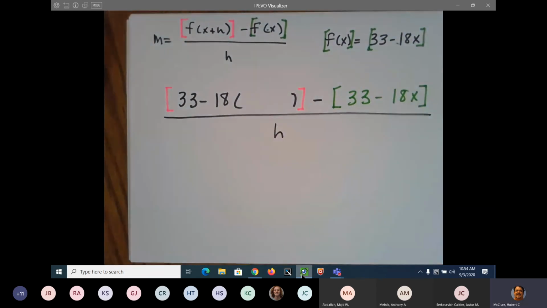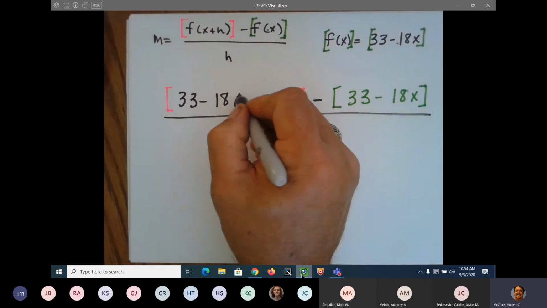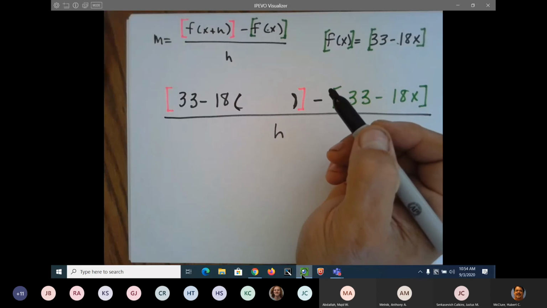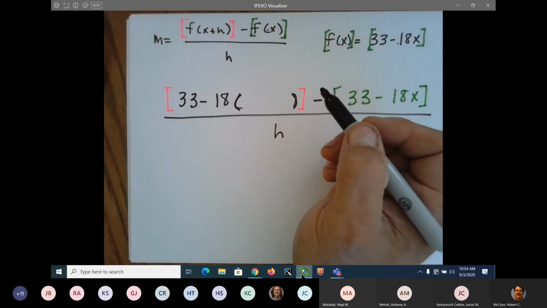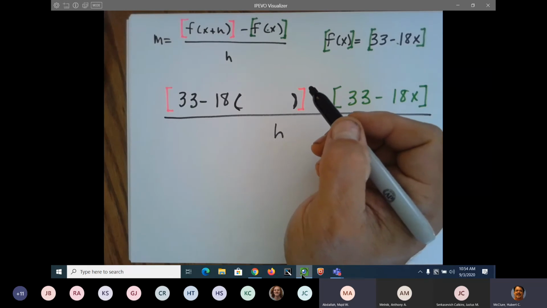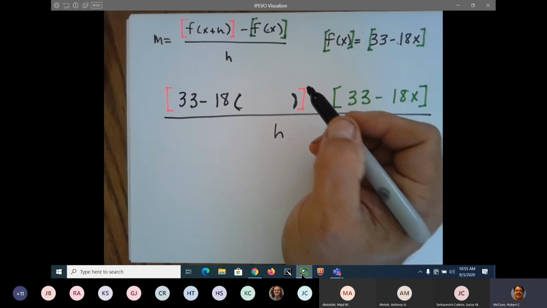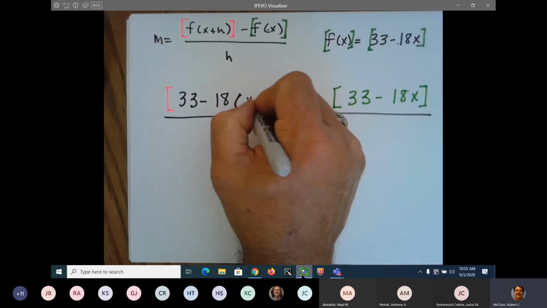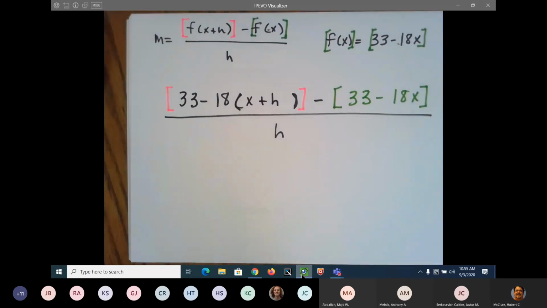And what goes in this spot right here? Not h, but what? X plus h. X plus h. You've got to plug that in. All right, now it's just an algebra problem.